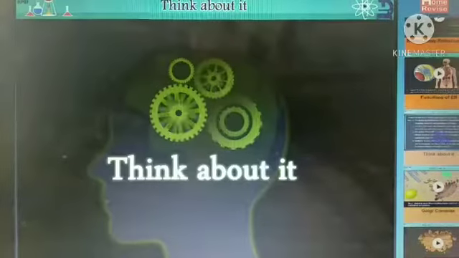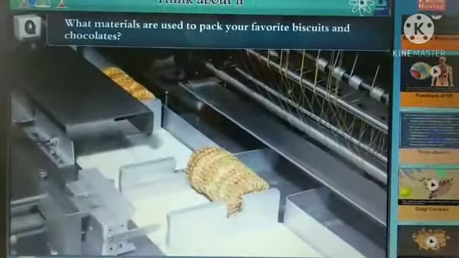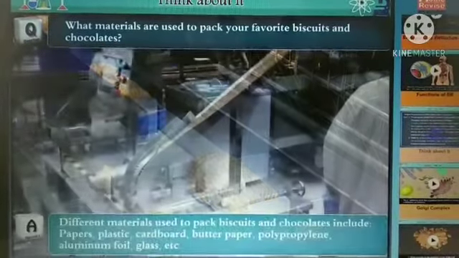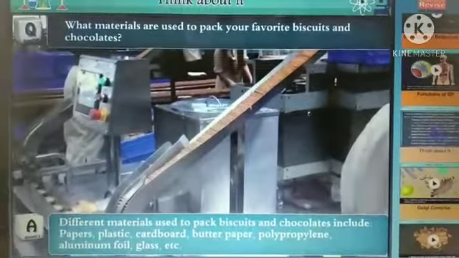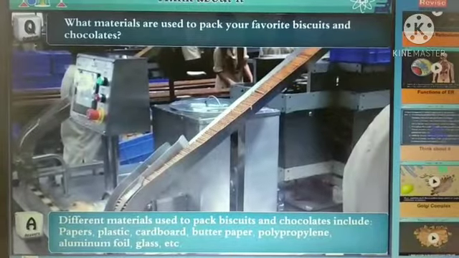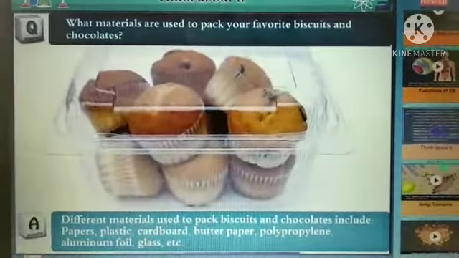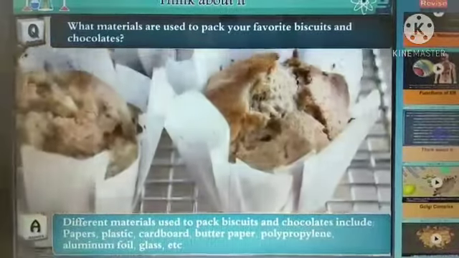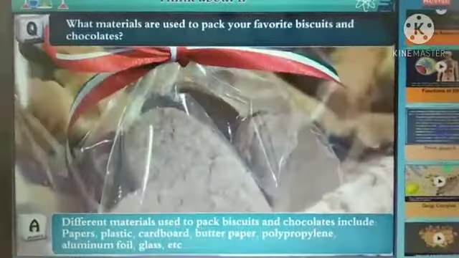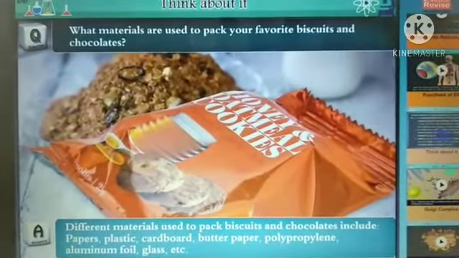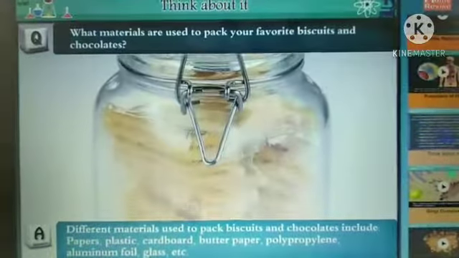Think about it. What materials are used to pack your favorite biscuits and chocolate? Different materials needed to pack biscuits and chocolates include paper, plastic, cardboard, butter paper, polypropylene, aluminium foil, glass, etc.